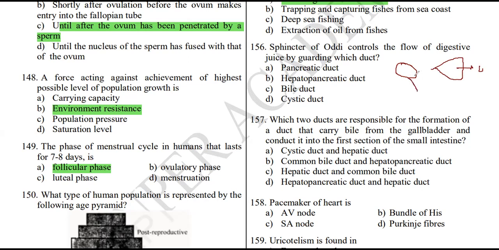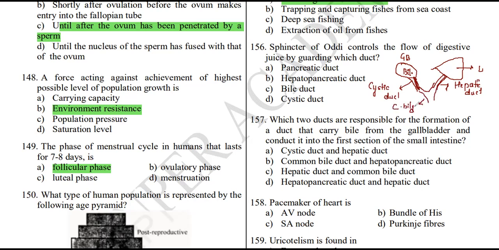So what exactly happens? Here there's a duct which brings the bile. The gallbladder stores the bile and this is carried. And the liver also brings the bile. This is going to be the hepatic duct because it's from the liver. The duct coming from the gallbladder is called the cystic duct. These two ducts come and join together, and this is called the common bile duct.